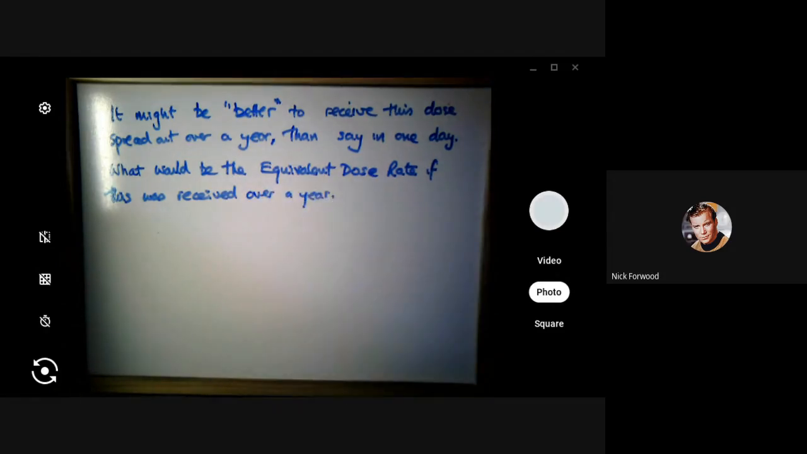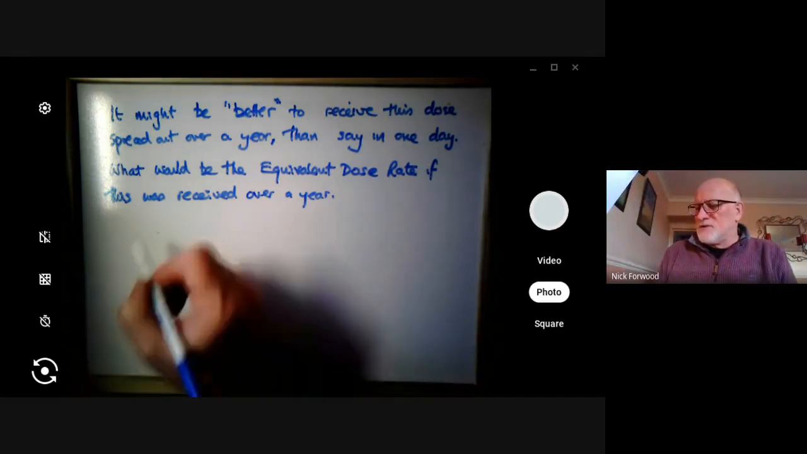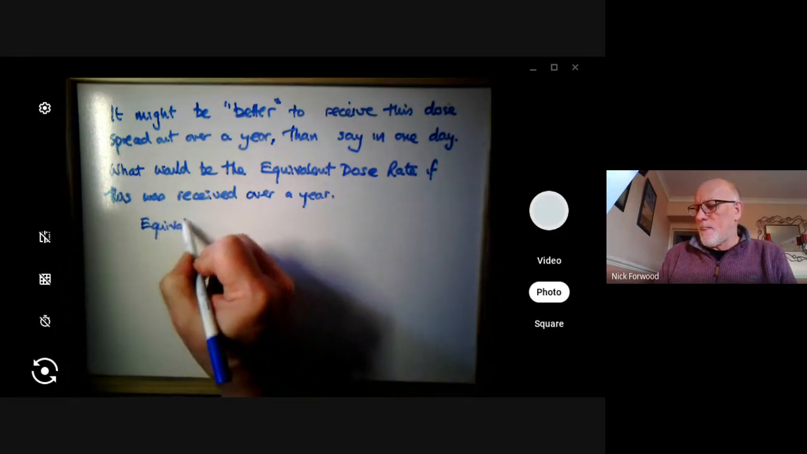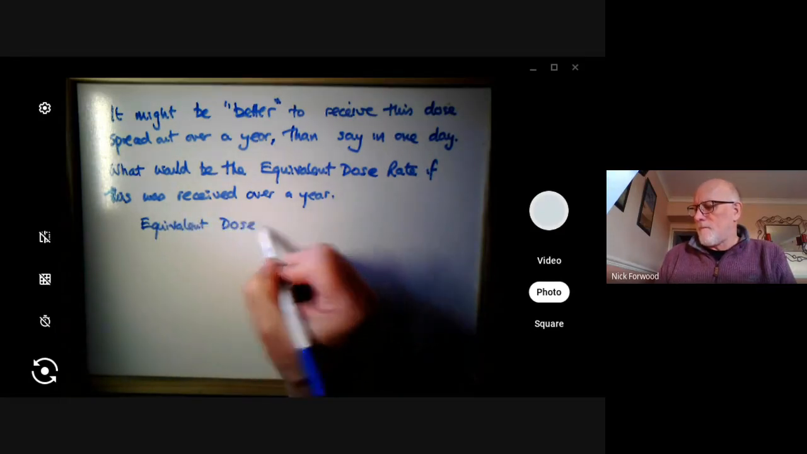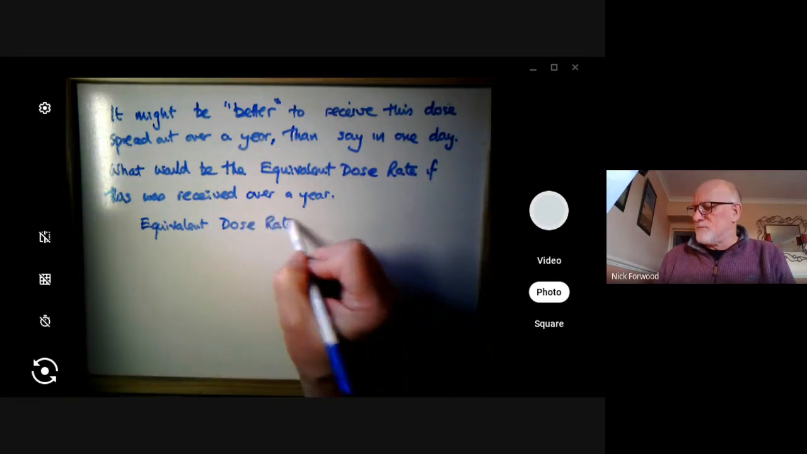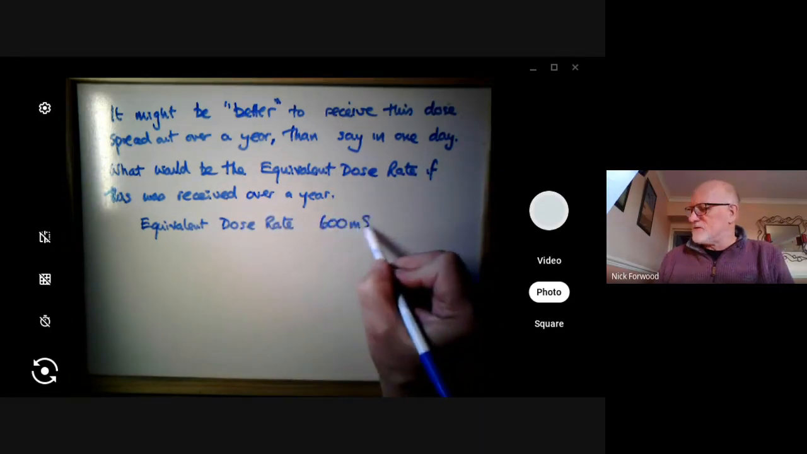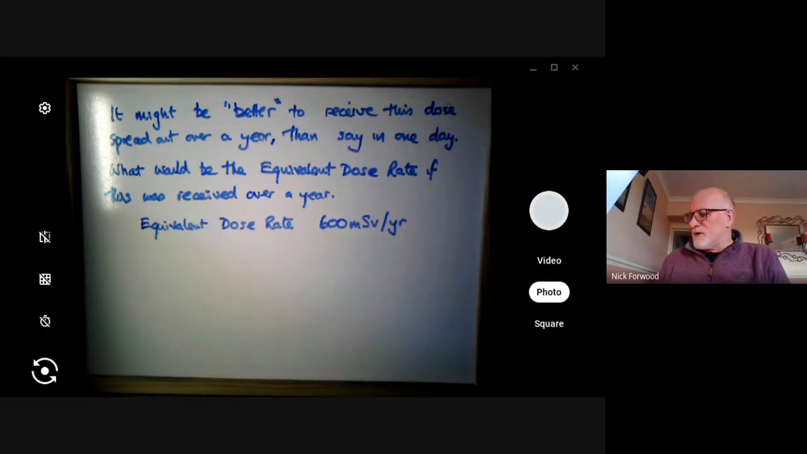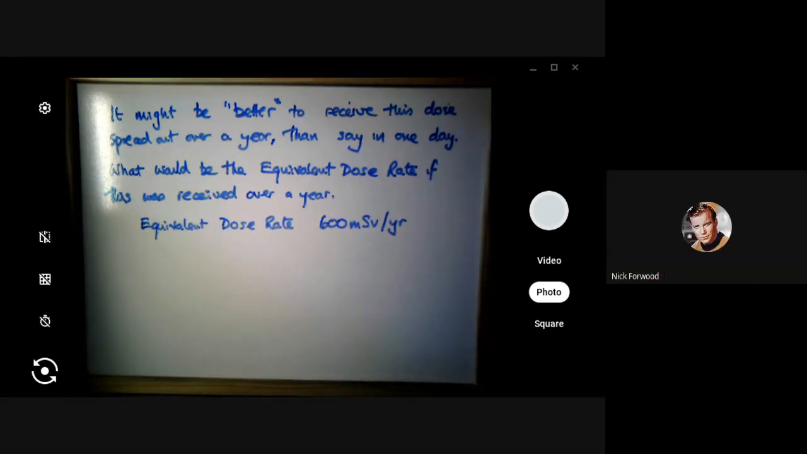So it's a one-off dose. The equivalent dose is 600 millisieverts. And if you receive it over a period of a year, then the equivalent dose rate is simply 600 millisieverts per year, written like that. Now, what would that be if you spread that out over the whole year? What would be the equivalent dose rate in a day?